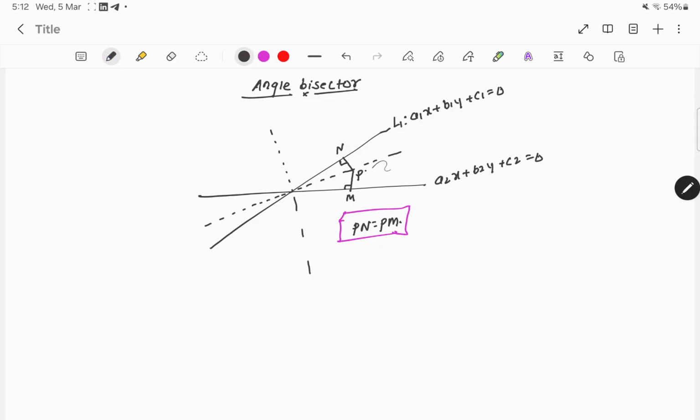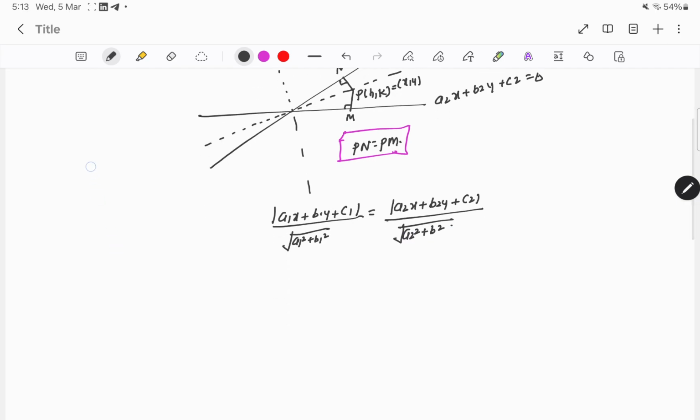Now I have to find the locus of point (h, k). Actually, directly I am taking this as (x, y); automatically we have to replace h by x and k by y. This is a locus problem. So I am going to write the perpendicular distances: mod of (a1x plus b1y plus c1) by the square root of a1 square plus b1 square, equals mod of (a2x plus b2y plus c2) by the square root of a2 square plus b2 square.